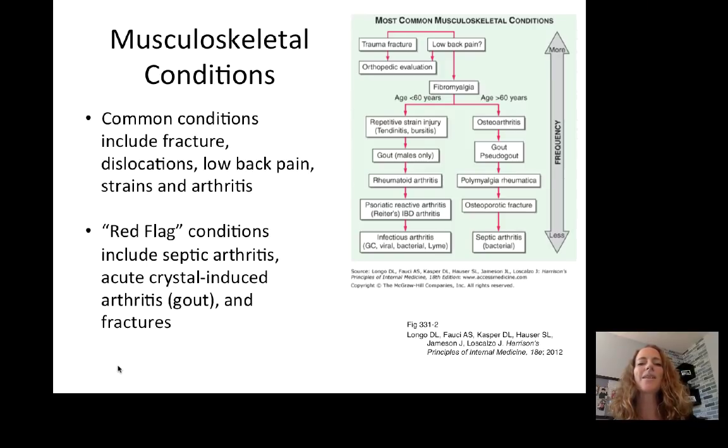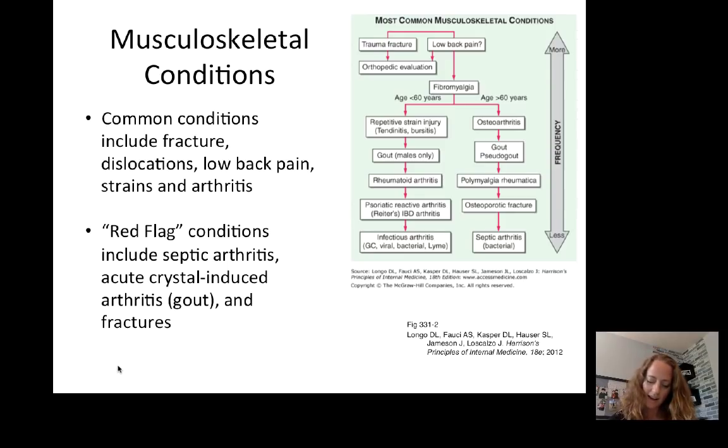So musculoskeletal conditions. The common musculoskeletal conditions are fractures, dislocations, low back pain is extremely common, strains, and arthritis. The red flag conditions have been highlighted in the list posted by the IORs this quarter, and they include septic arthritis, certain types of fractures, many other conditions. Keep an eye on these.